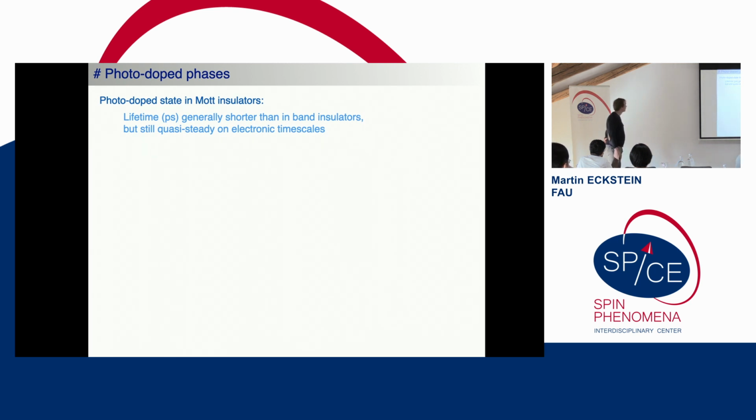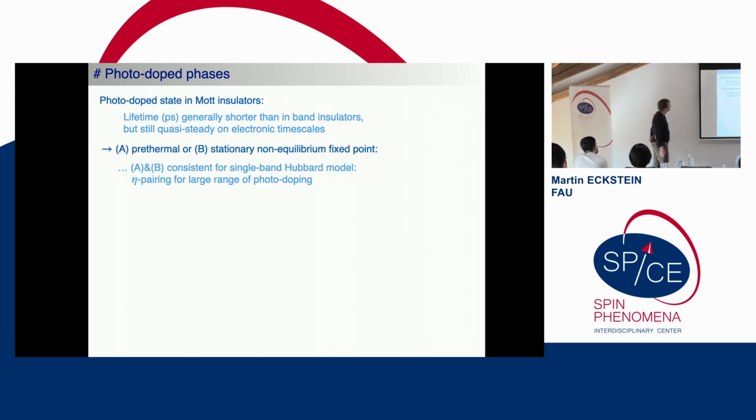As I said, just a brief overview. To summarize this part, the lifetime of carriers in these Mott insulators is much shorter than in band insulators, but still enough to think of this as a quasi-stationary state. And at least for the single band model, the pre-thermal and the stationary non-thermal fixed point scenarios are consistent, in that they both indicate a range of stability of superconductivity. Of course, the question is whether you can reach this in a real system, because you have to reach this high doping level and also relatively low temperatures.